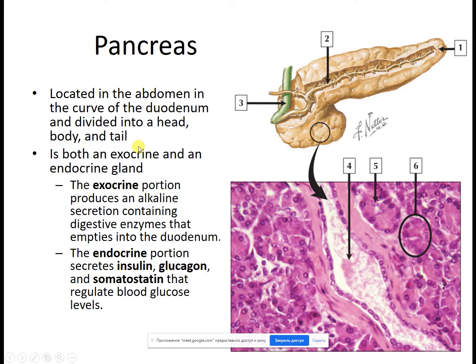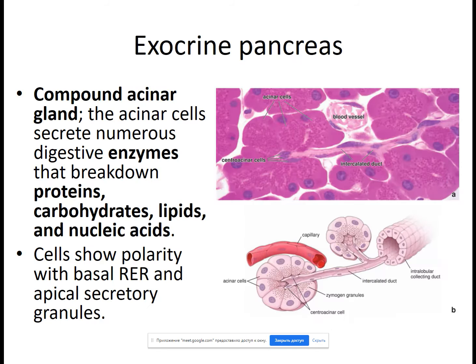So the pancreas is mainly an exocrine organ. I want to pay your attention to that. It used to be claimed as a mixed gland, and yes, it's mixed. It has some small portions of endocrine hormone-producing cells, but mainly it is an exocrine organ. It produces secretory enzymes, and these enzymes are proteins.